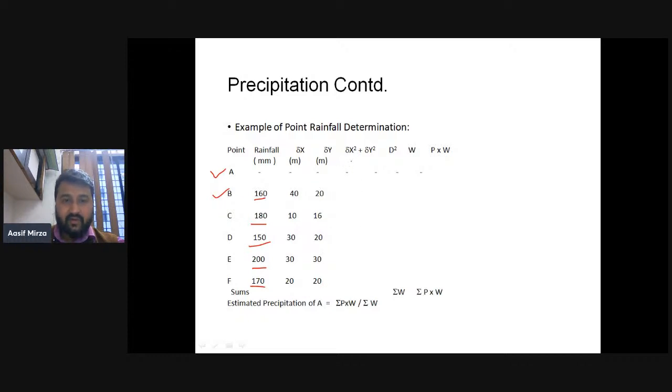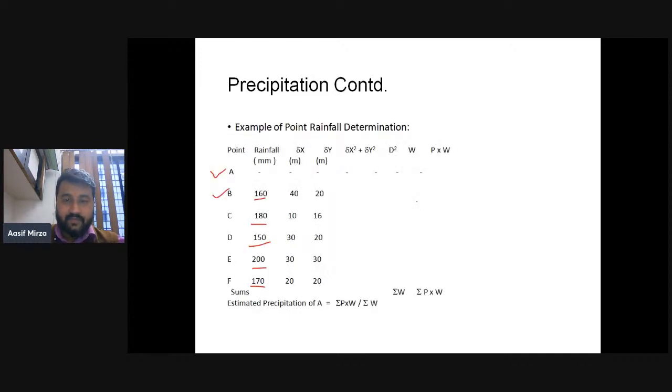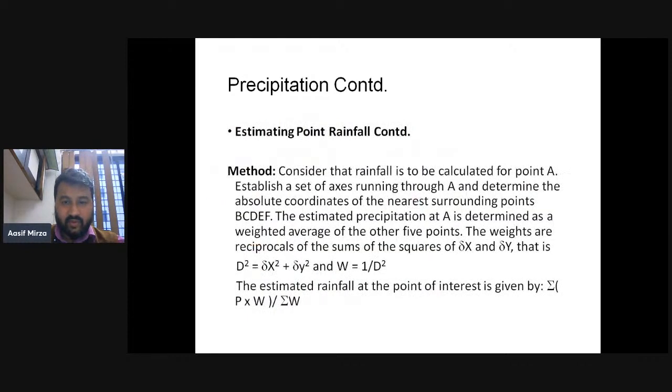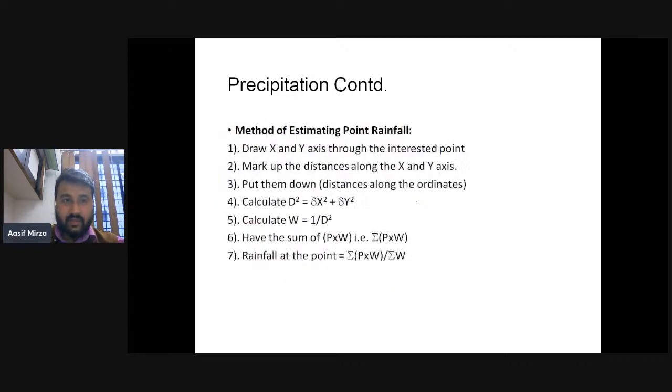In the next column, we have to sum this del X square plus del Y square. Now we have to calculate this D. This D is calculated through del X square plus del Y square. Then we have to calculate W. W is calculated as 1 by D square. So how do we estimate the precipitation at A? That is sum of P into W divided by sum of W. So that is what the example shows.